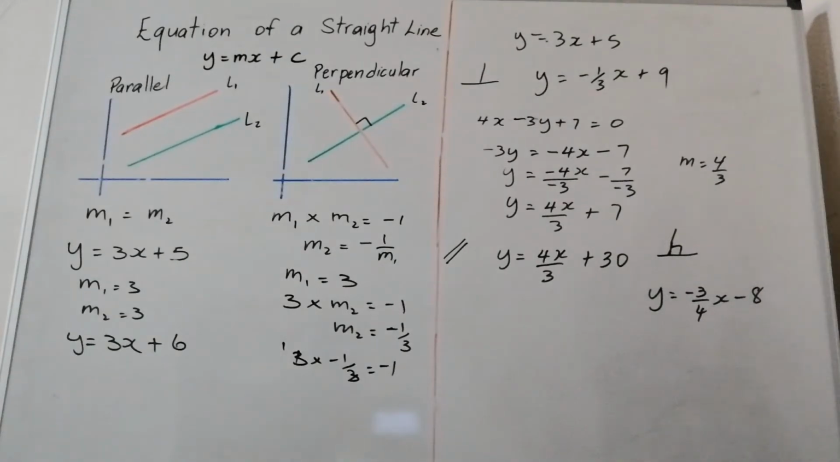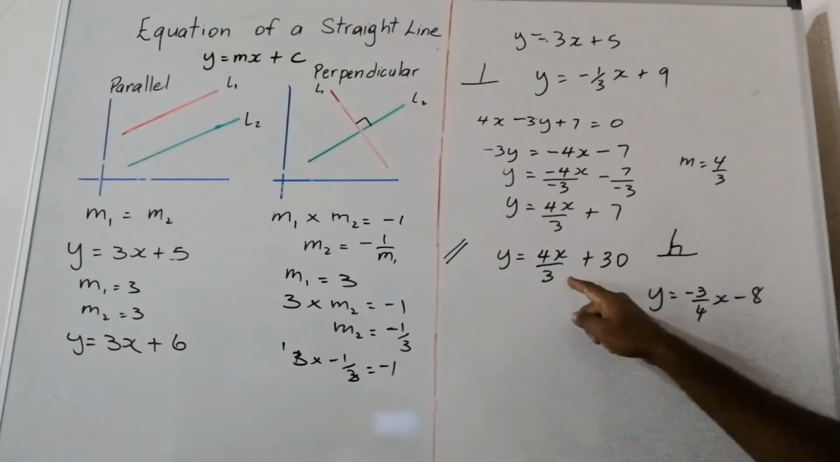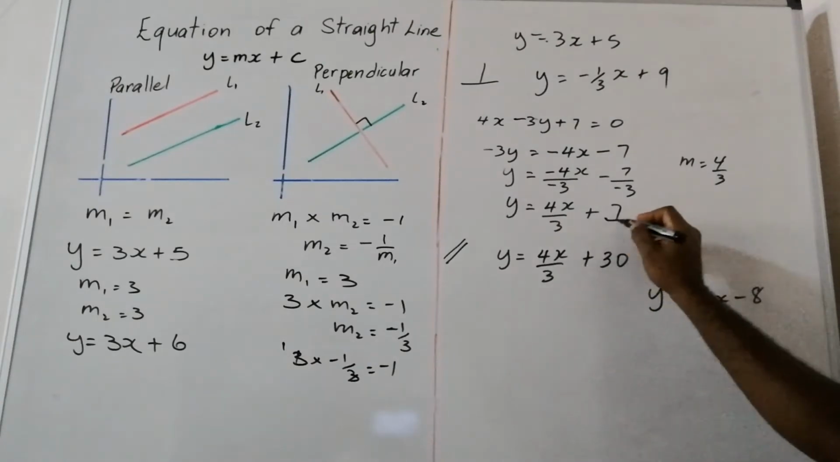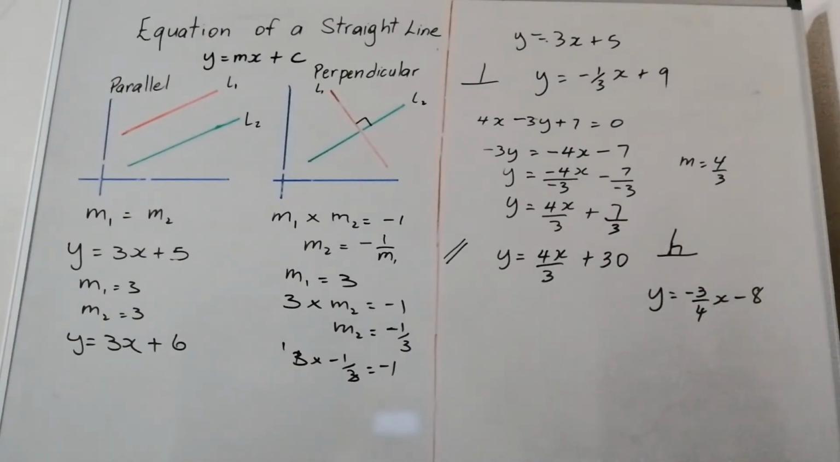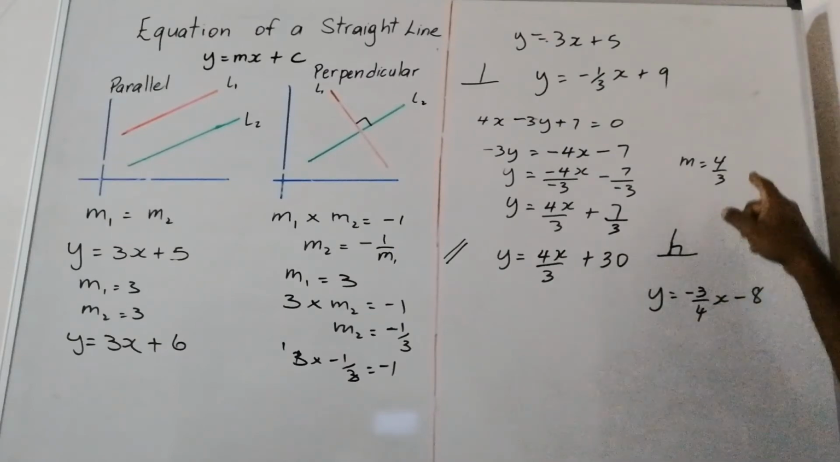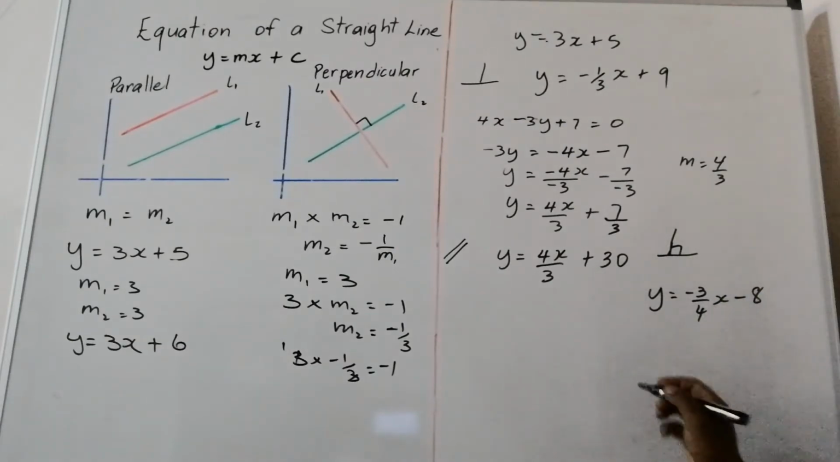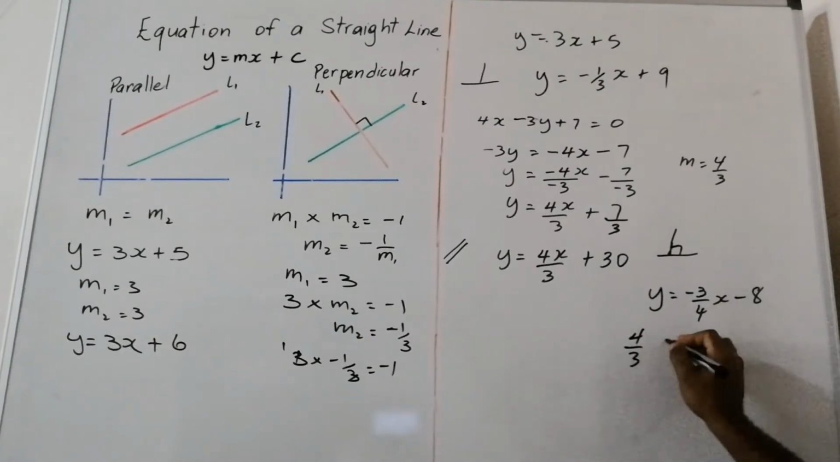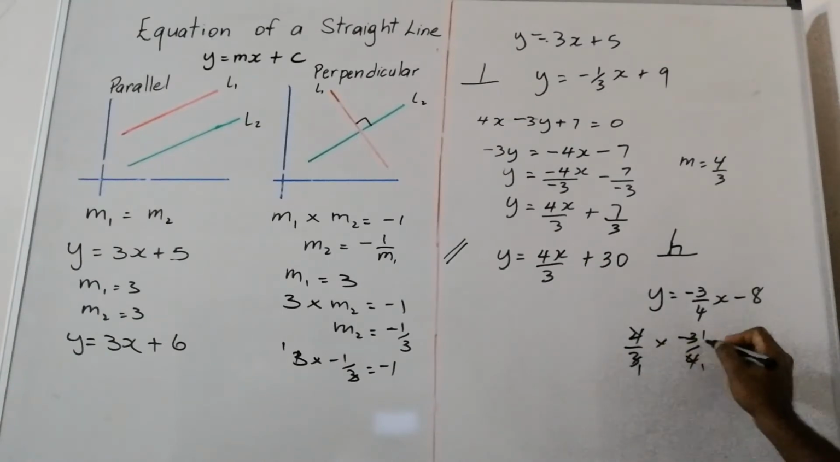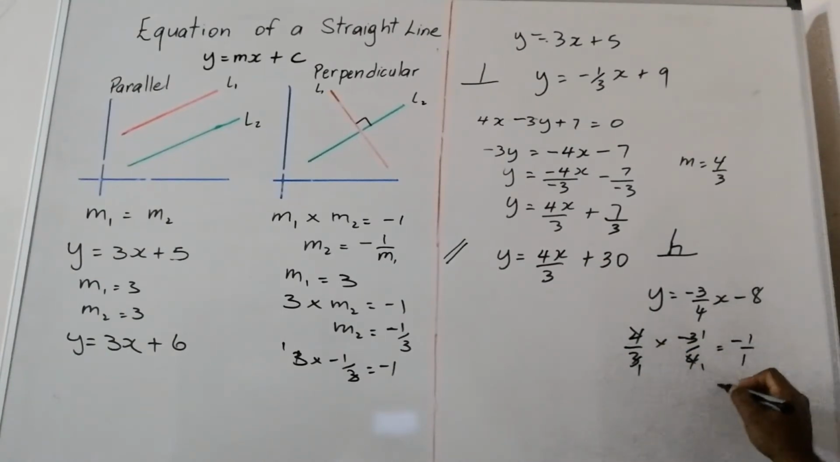What matters here is the gradient. This will be parallel to this since the gradients are the same. But this one will be perpendicular. Since the gradients, let's multiply them and see that we get our negative 1. 4 over 3 times minus 3 over 4 cancels out, so we'll have negative 1 over 1, which is equal to minus 1. So when we multiply the two gradients, our answer is negative 1.